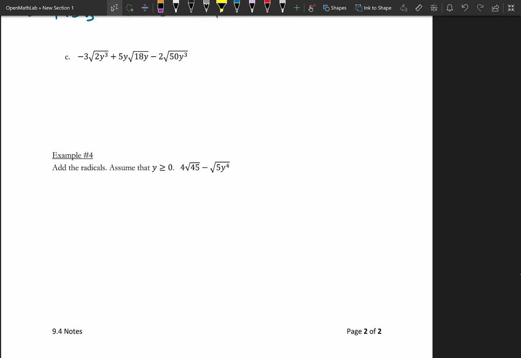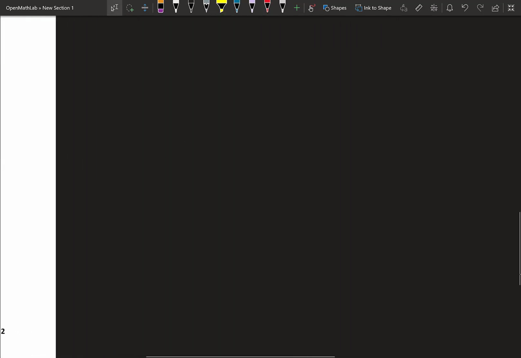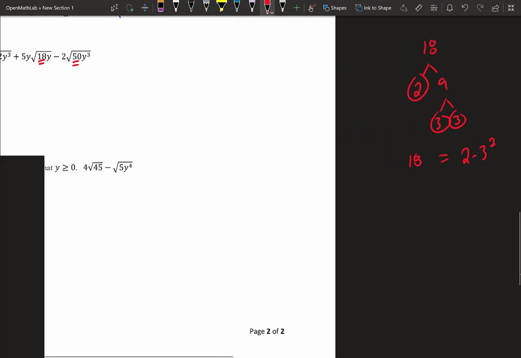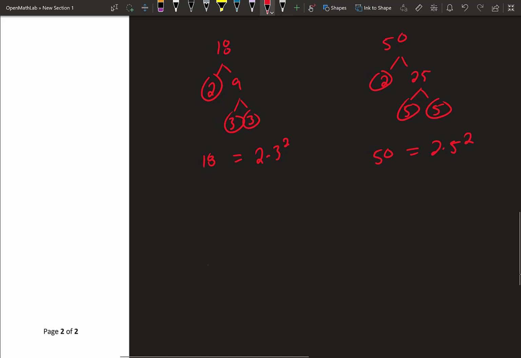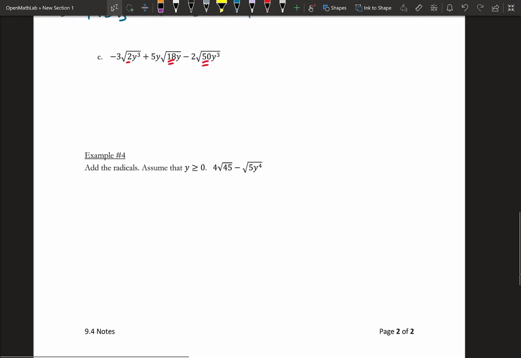we have to worry about maybe some prime factorization. So this 2 is already prime, but the 18 and the 50 is not, right? So maybe come off to the side and just write that. So 18 is equal to 2 times 9, which 9 is 3 times 3, right? So 18 equals 2 times 3 squared, right? Then the other number we were kind of worried about is 50. So 50 is 2 times 25, which 25 is 5 times 5, right? So 50 is equal to 2 times 5 squared, right? So that can help me rewrite this.